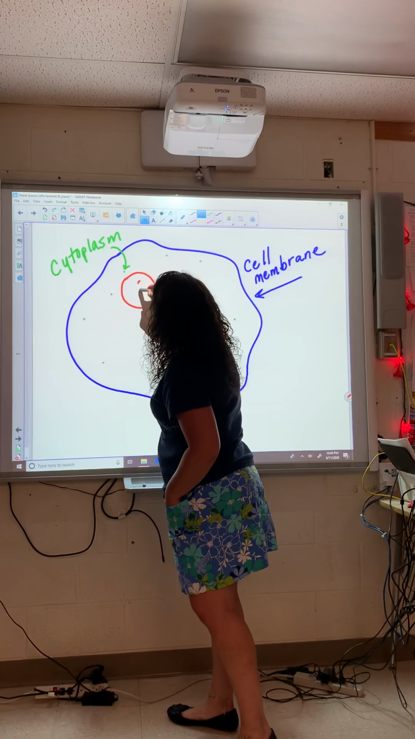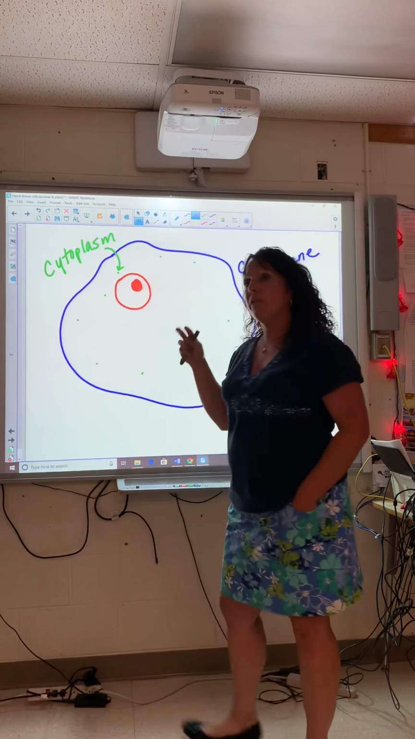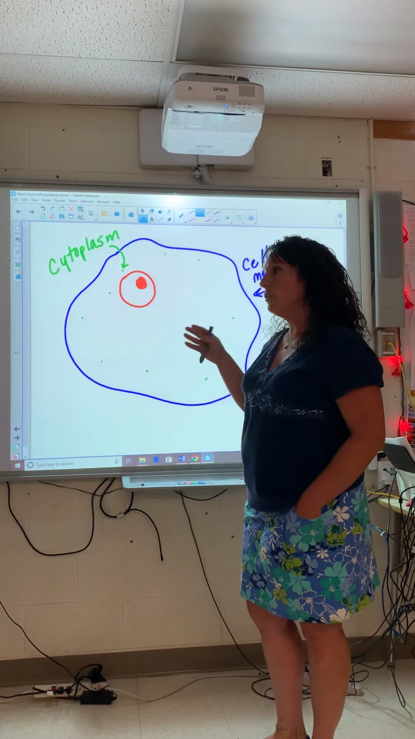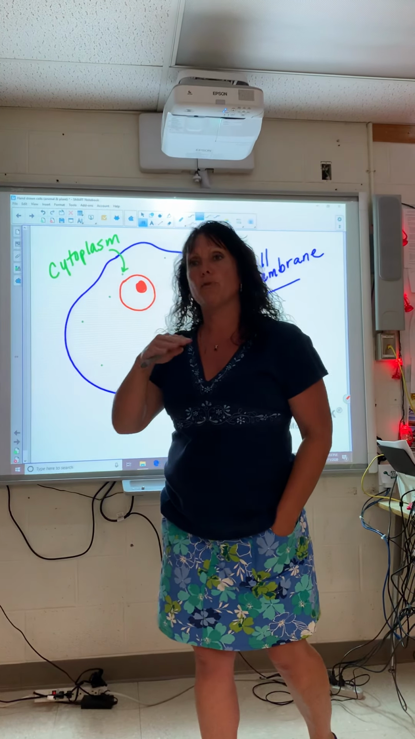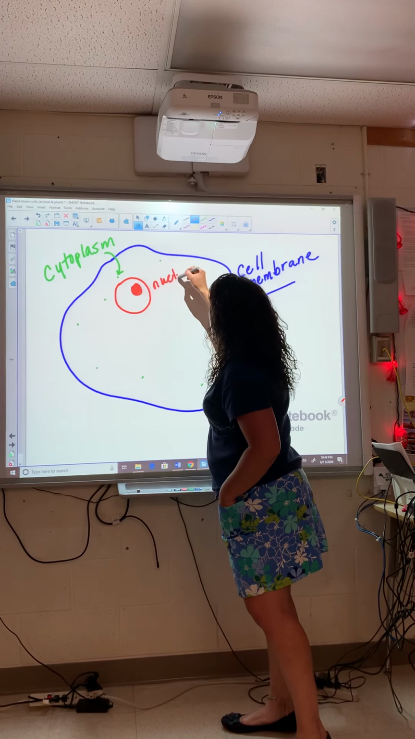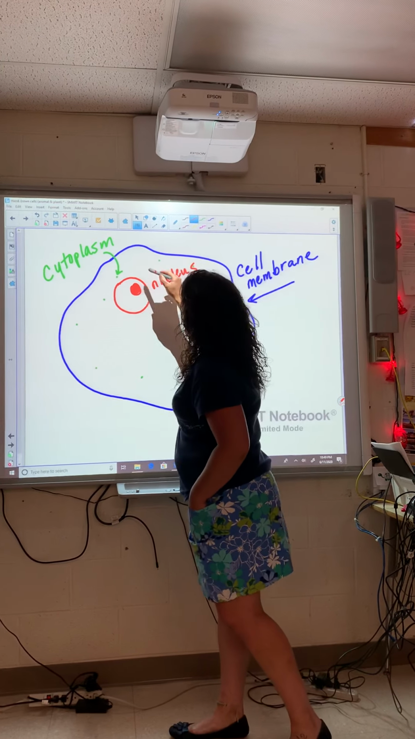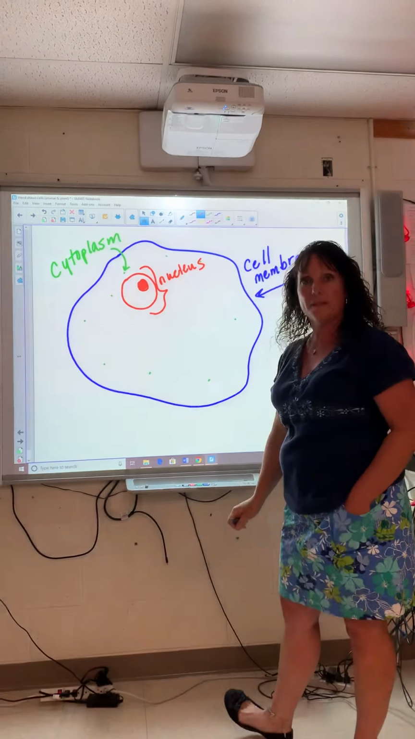We're also going to add the nucleolus. All right, and again, if you remember from the video, the nucleolus is the place where proteins are made. And we'll talk about that in the future, but for now, we are just going to identify the nucleus, okay? And so again, with a clearly defined boundary, we have our nucleus, okay?